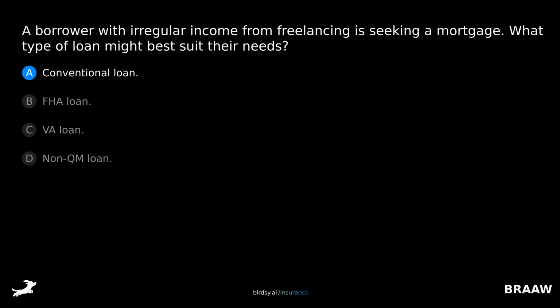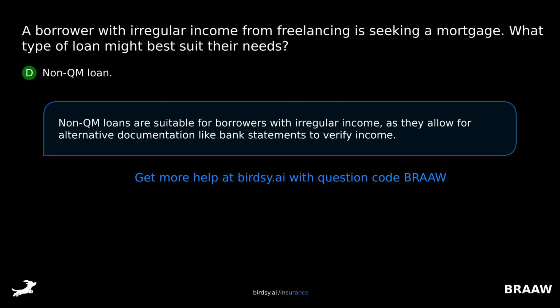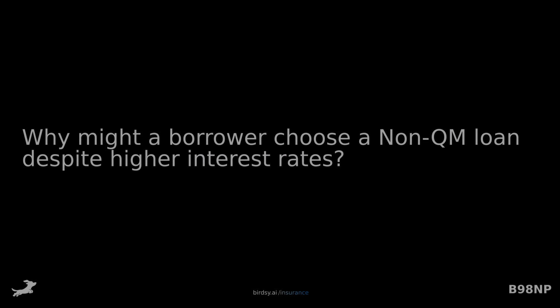Is it A, conventional loan? B, FHA loan? C, VA loan? Or D, non-QM loan? The answer is D. Non-QM loan. Non-QM loans are suitable for borrowers with irregular income as they allow for alternative documentation like bank statements to verify income. Why might a borrower choose a non-QM loan despite higher interest rates?